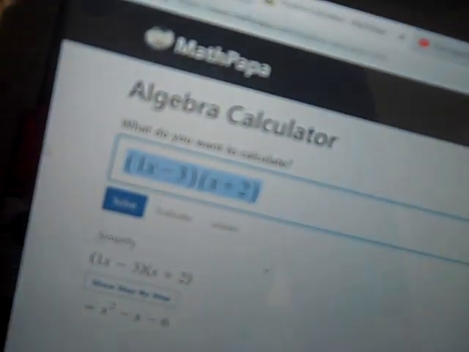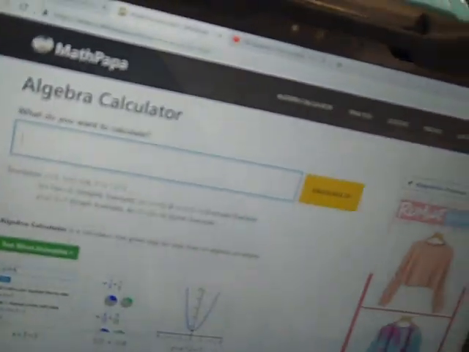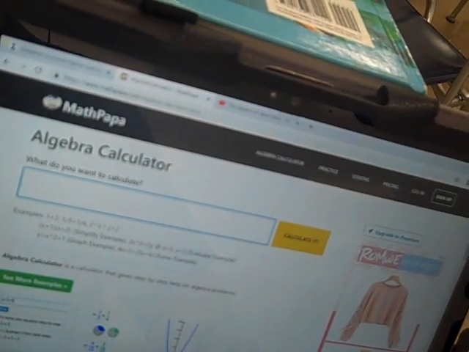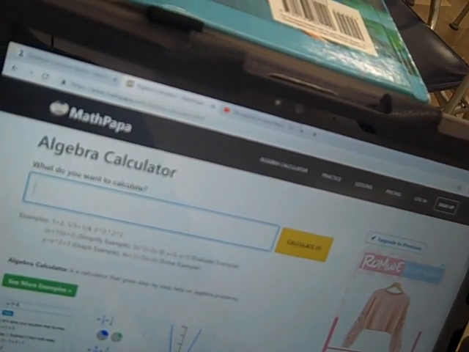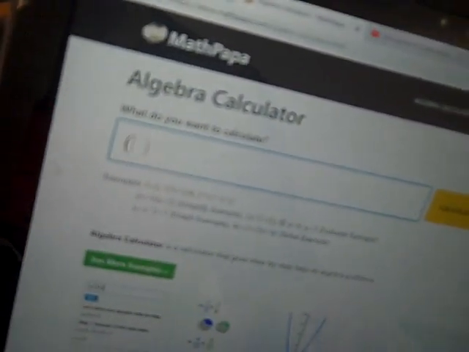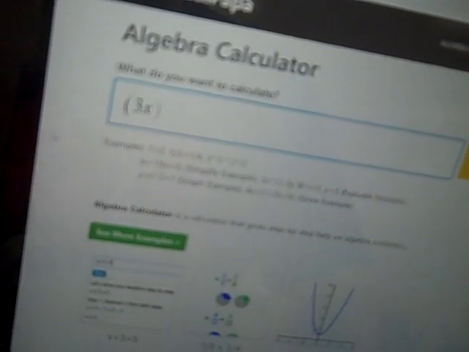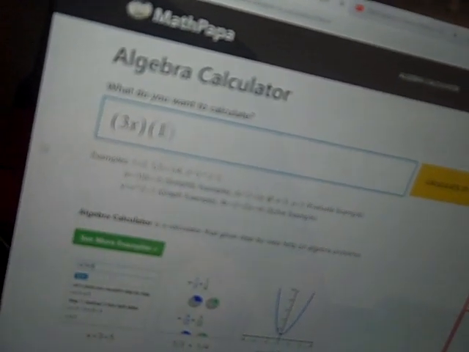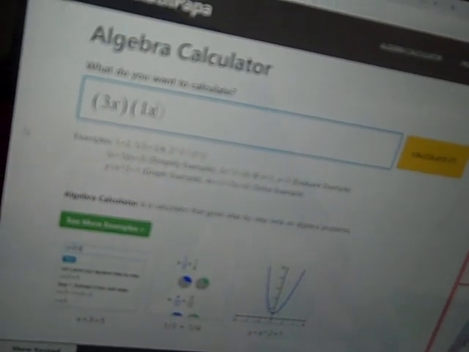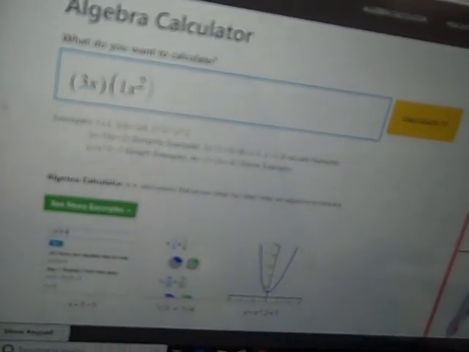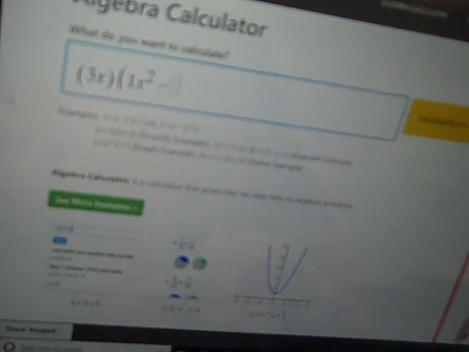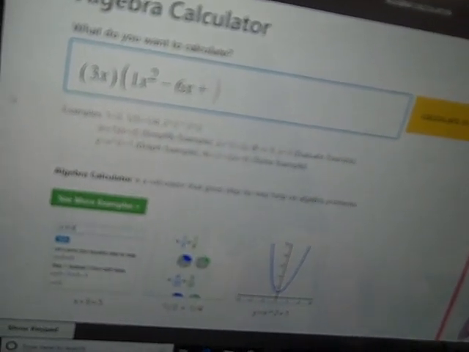Okay, x times x squared is x to the third. I might have written this problem in an unsolvable way. We'll see. Okay, so 3x. Right now it's not looking good. Okay, so 1x squared minus 6x plus 9, close parentheses. So you get 3x third minus 18x squared plus 27x.